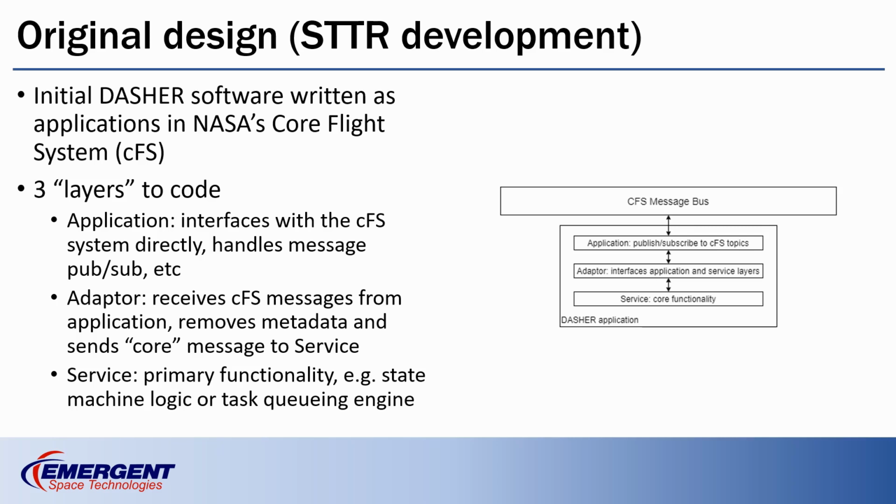The application layer is the direct interface with the CFS message system. It's responsible primarily for setting up publishers and subscribers and receiving and sending messages. The adapter layer is the interface between the application and the service layer. The service layer contains the core functionality for each app, such as the state machine logic or the task queuing functionality that's a part of Timeline Manager.